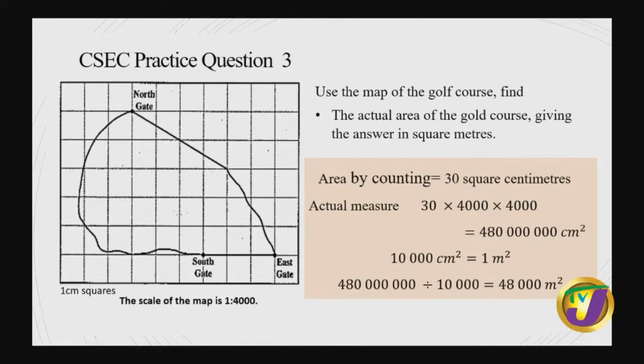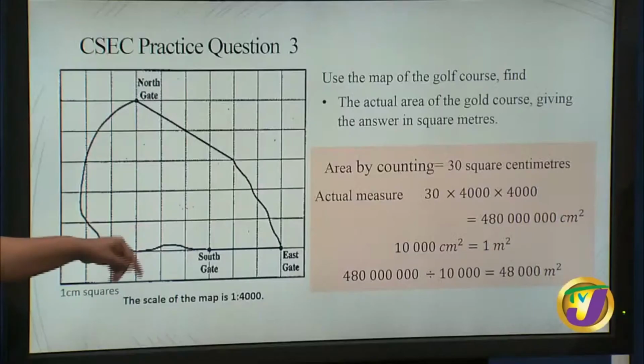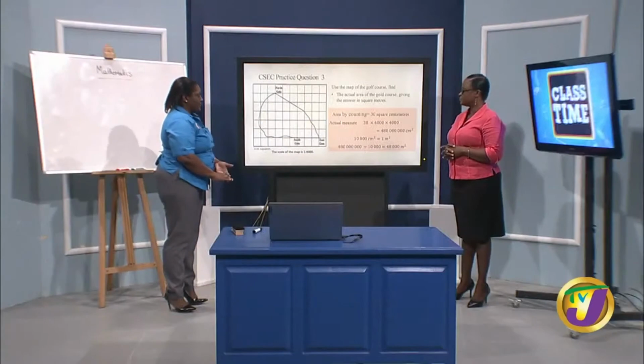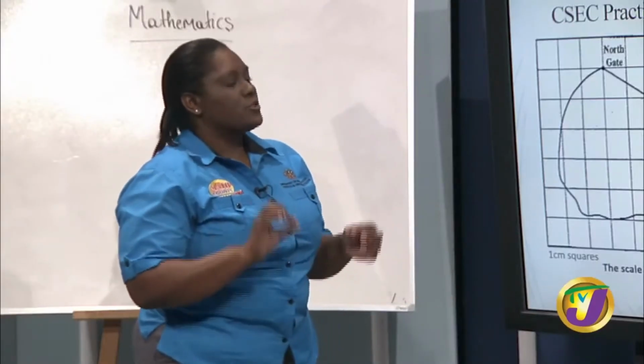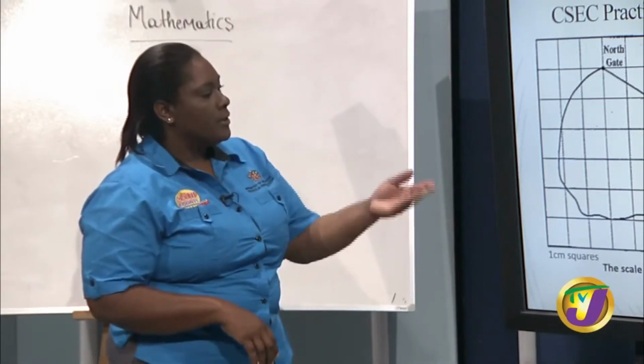So we need to know the actual measure on the ground. Right. Good. So to summarize, the area of this golf course is estimated to be 30 square centimeters, as is represented on the map, using the scale 1 to 4,000. Now we need to find the actual area on land, in square meters. Okay. So, go ahead, Denise.